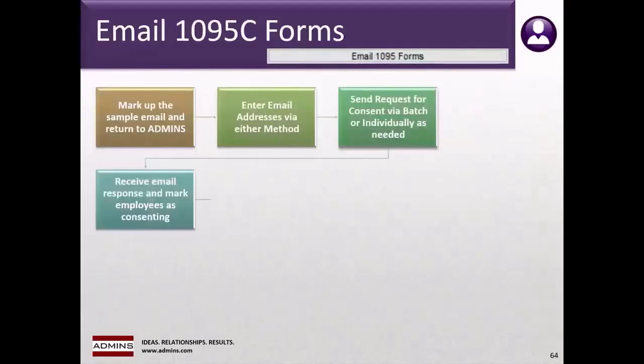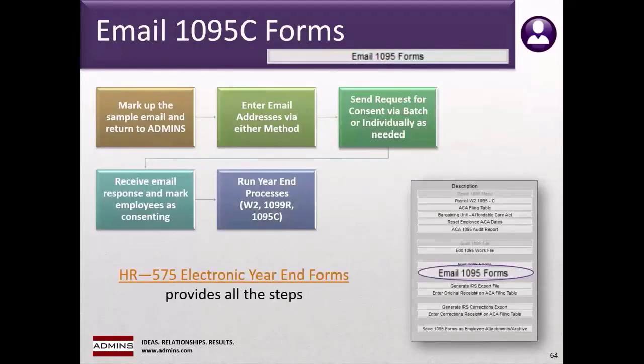For emailing 1095-C forms, there'll be no printed form produced in the Print 1095 form step for any employee consenting to receive an electronic 1095-C. There are complete instructions in HR 575 for electronic year-end forms. However, if a printed form is needed for an employee who had provided consent to receive an email, you may print a single form from the Edit 1095-C work file screen, or from the Steps menu by selecting only the employee number, or up to 9 employee numbers at a time.